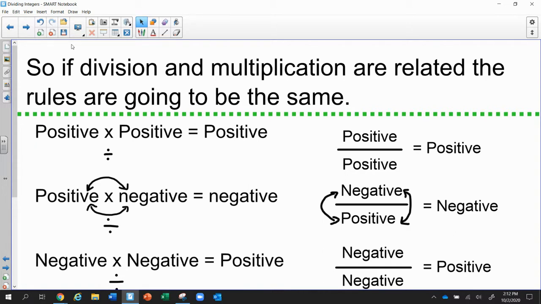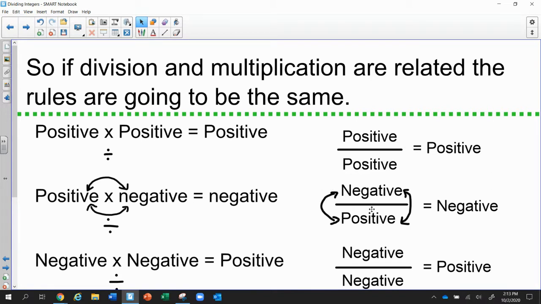So you can see here, I've listed all of these just like we did last week. Positive times positive equals positive. So same is true for division. I also wanted to expose us to writing division as this fraction. So this is saying positive divided by a positive equals a positive. That fraction bar is also going to be seen as division. You will see that quite a bit this year.